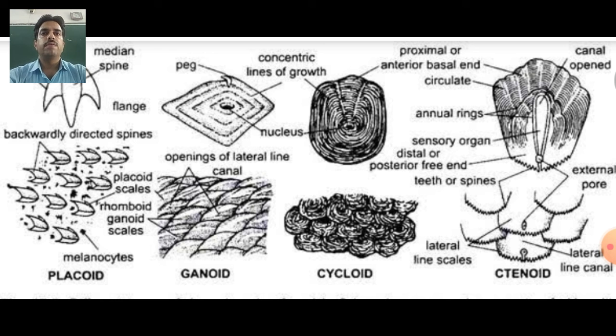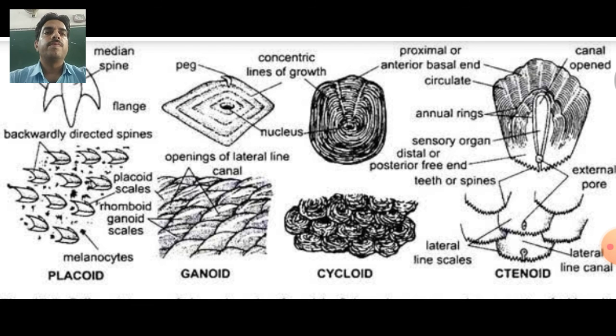So there are a total of five types of scales in fishes. First, cosmoid scales, which are present only in extinct fishes and not shown in this slide. Then the second is placoid scales, which are characteristic of elasmobranchs or Chondrichthyes, which give a sandpaper-like appearance to the skin. Then the third is ganoid scales, which are characteristic of ganoid fishes and are diamond or rhomboid in shape.